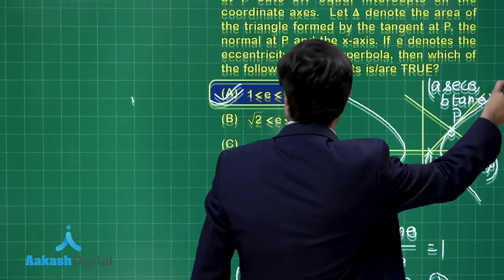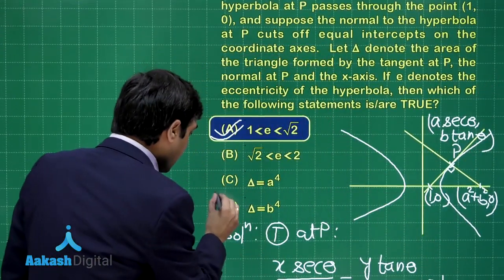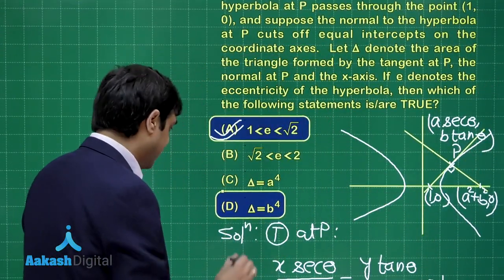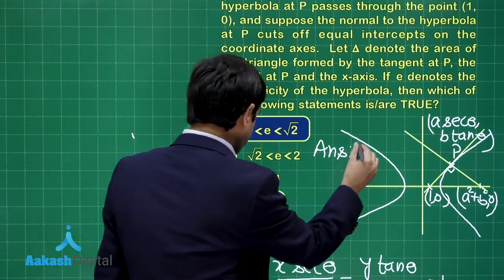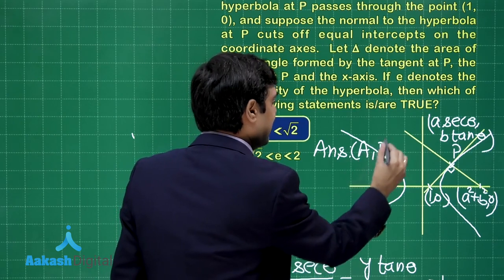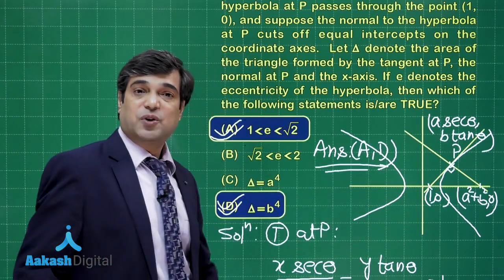Now time to check from the given options. Area of triangle equals b4. It is given here as option number D. So yes, this is also correct. So correct options for this question, these are A and D. I'm sure this question is clear.